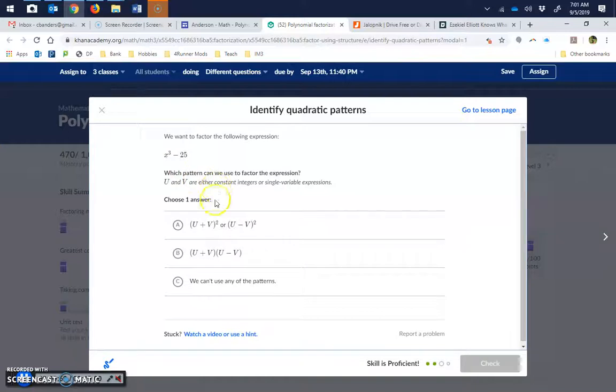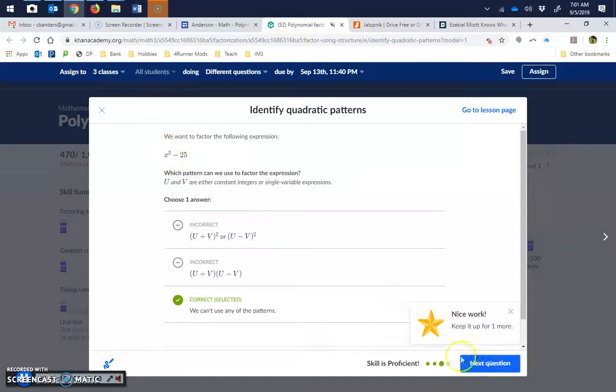Okay, so this is going to be C, because we have cubed up here. So we can't square root that. That doesn't work. We have 3 right here. So if this is a 4 or a 2, it would work. But because it's a 3, it does not work. The back side is good, but the front side is not.